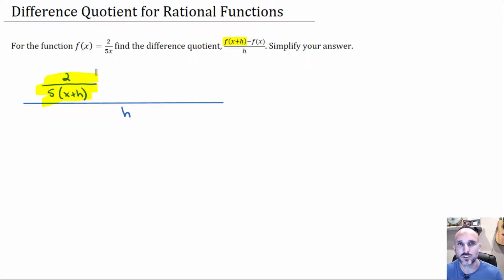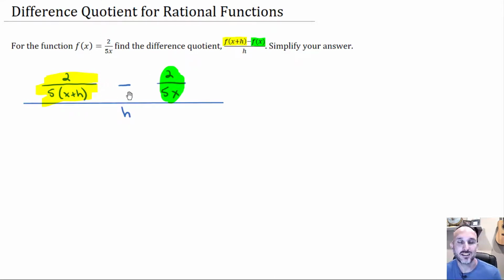That's one of the most missed parts of the difference quotient. Then I have to do minus f of x. Well, f of x is literally just 2 over 5 times x. Okay? So now we have it all set up. So that's kind of the easy part. Although a lot of people miss the f of x plus h portion, make sure you get that first. But other than that, every difference quotient problem is set up like this. Now it's just a matter of simplifying.